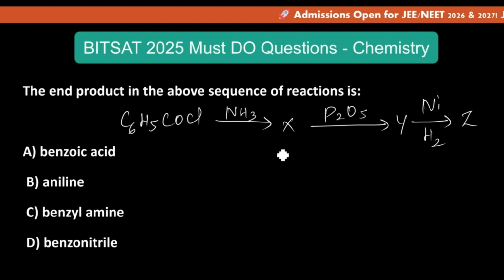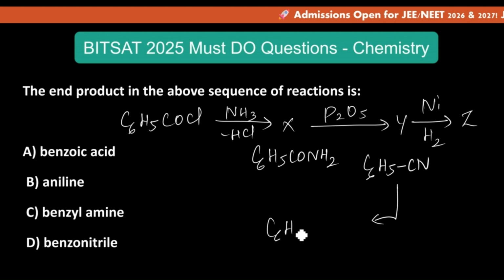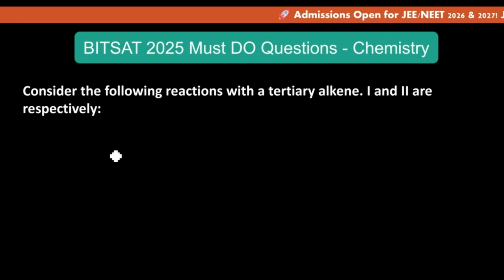So first, what that will do with ammonia, it will produce C6H5 CONH2. H will be taking up one Cl. Then that is our X with P2O5. P2O5 is a good dehydrating agent, so which will lead to the formation of cyanide or nitrile, C6H5 CN. With nickel hydrogen, again hydrogenation or reduction, this will give you C6H5 CH2 NH2, that is benzyl amine. Correct? Moving on to the next one.